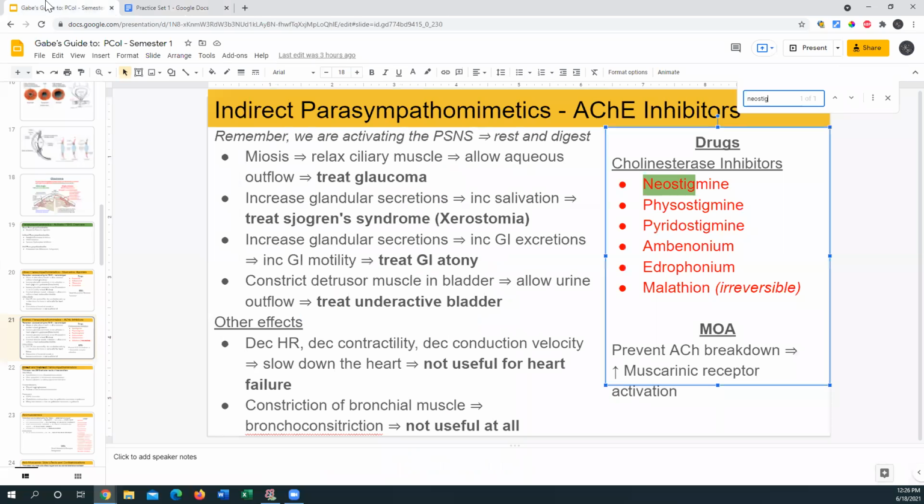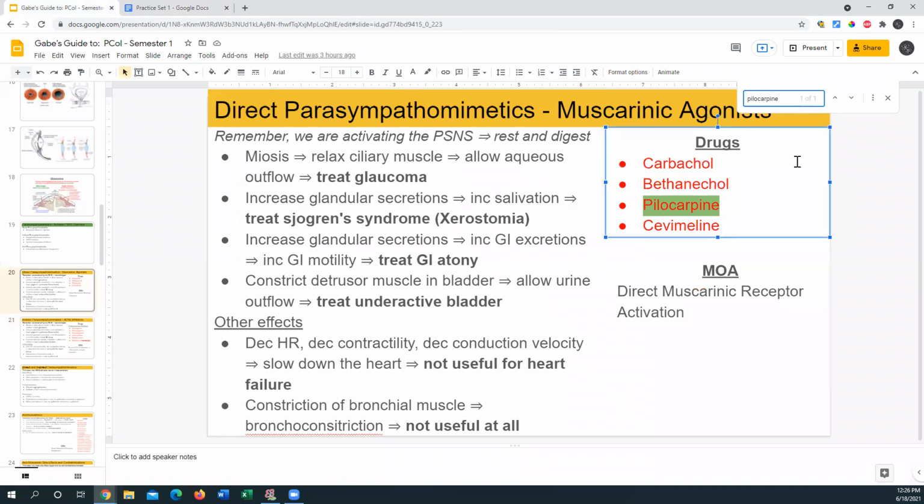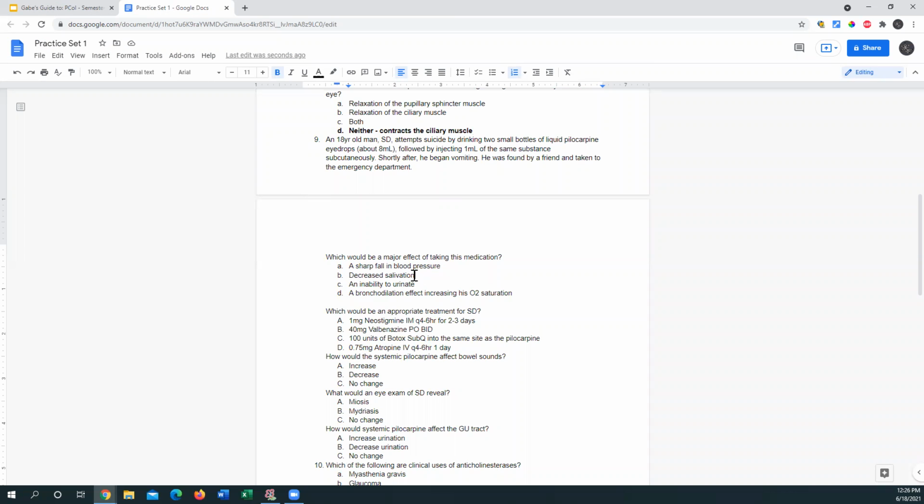Well, if we remember, pilocarpine is a muscarinic agonist. And so we know that muscarinic agonists increase rest and digest. So what are we going to find? We're going to have more salivation. We're going to have increased urination because of the contraction of the detrusors. And a big effect of muscarinic agonists is that we're going to have bronchoconstriction, not dilation. But we are going to be causing the heart to beat slower. And so that's going to cause a decrease in blood pressure.